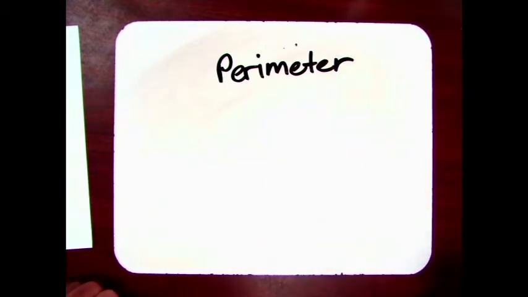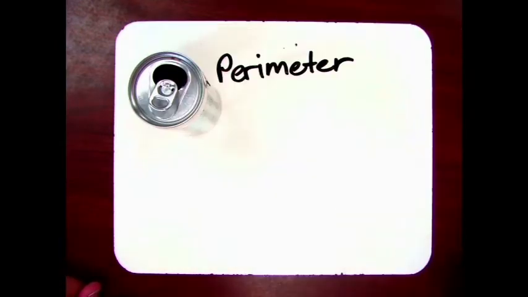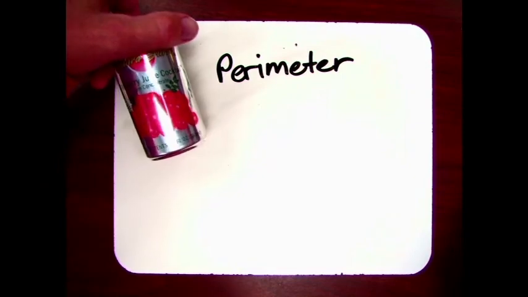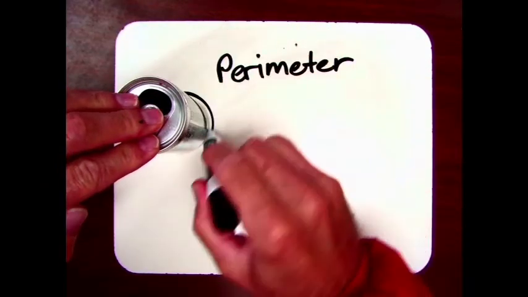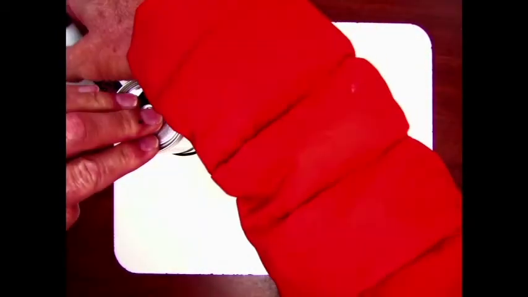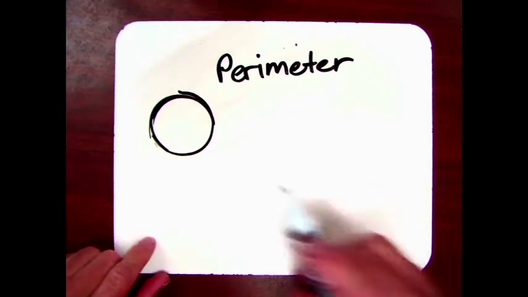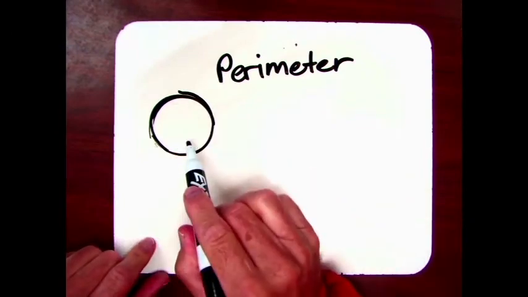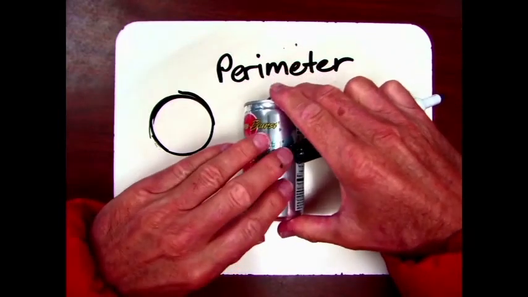Now the perimeter is the outside of anything. If you walked outside your house, you'd be walking around the perimeter of your house. Sometimes we use a can to draw a circle. This is a cranberry juice can. And we trace along the outside. And we usually say, I traced a circle. Well, this is the perimeter of this can.